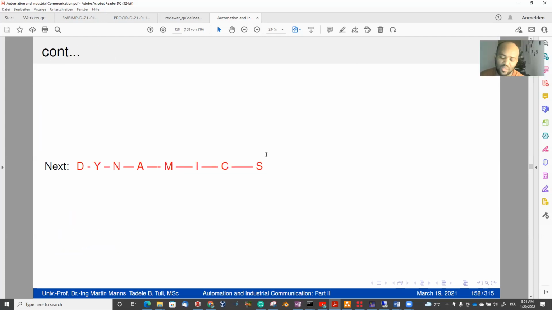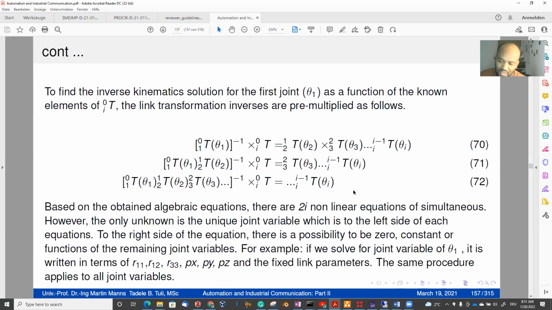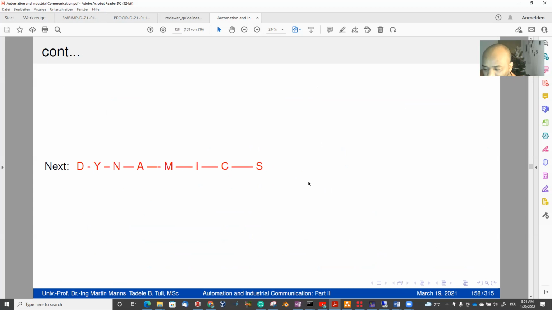Okay, so now the next point is dynamics. In the kinematics, I think you know now what the parameters are. They are about position, about orientation, about joint space, about operational space. It is about matrix manipulation, about the rotation matrix, the translation matrix, the homogeneous transformation matrix, about calculating or manipulating the matrices and so on. But still, there is one thing missing, which is the dynamics.